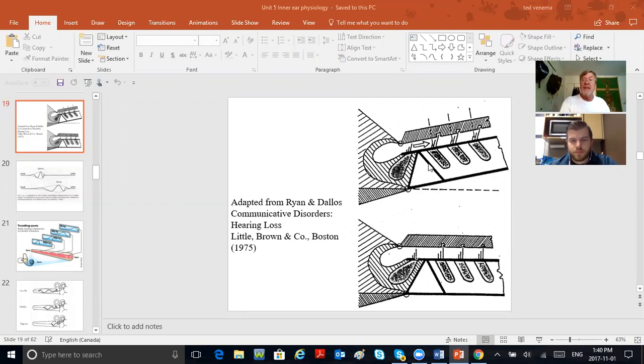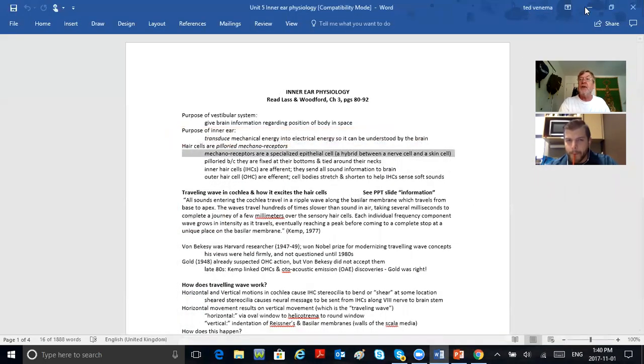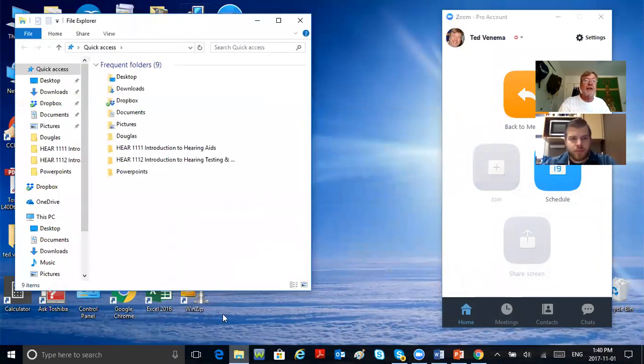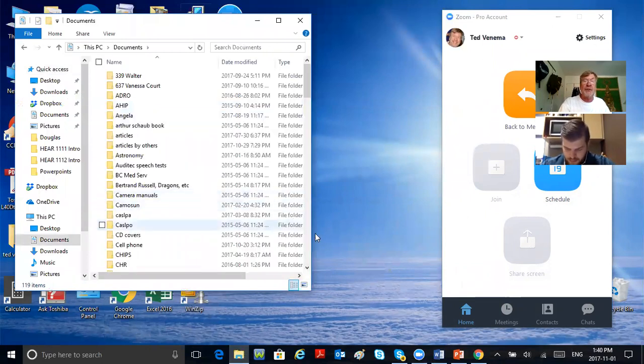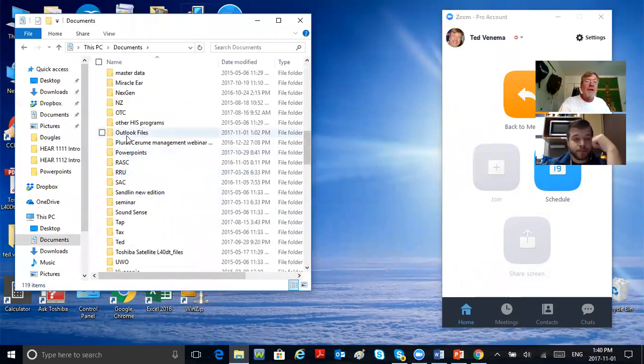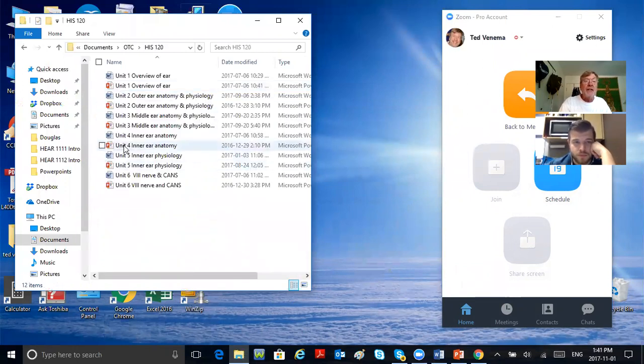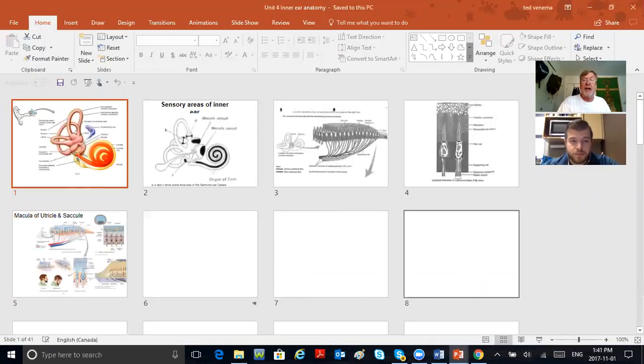So basically, the hairs are surrounded by endolymph fluid, whereas the cell bodies themselves are surrounded by cortilymph fluid. Now, just for the heck of it, I can open up your anatomy notes so we can really look at that a little bit better. So I'll do that right here. I'll go to good old OTC down here. I'll go into 120 and we'll look at inner ear anatomy. And I'll just pull that up so we can really make sure we've got that down.